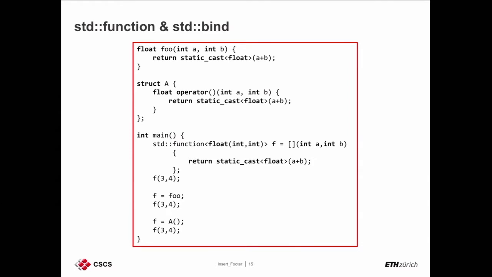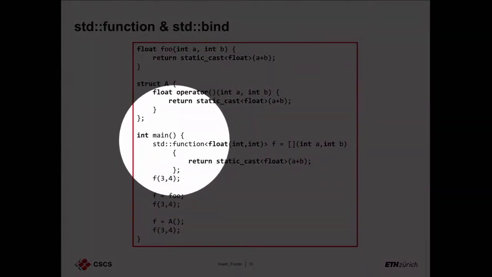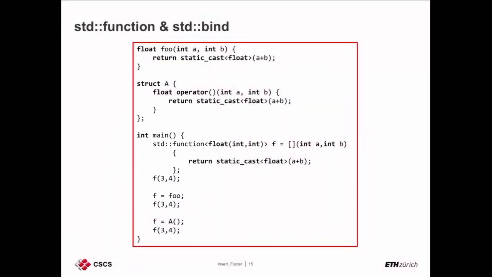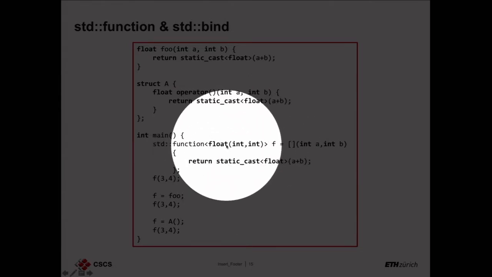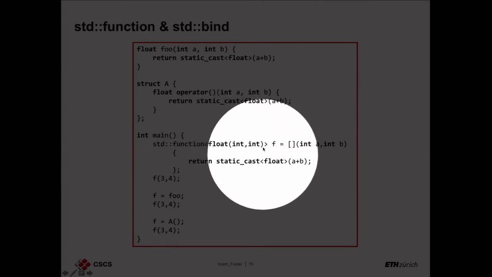So you have the operator parentheses with two arguments, and then returning the float. What you can do is you can use the standard function, std::function. Std::function is a wrapper around the concept of a function. So you can say this std::function of a function that takes two integers and returns a float. This is the signature of my function.